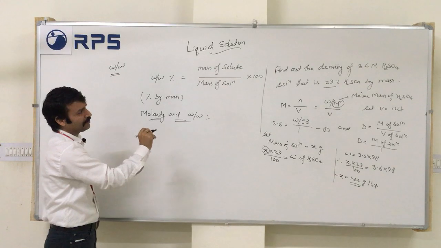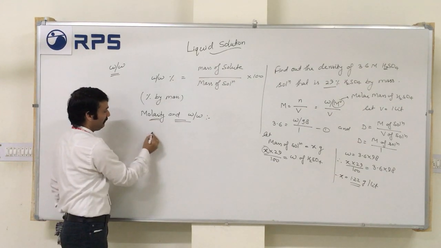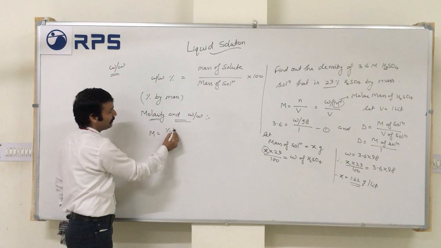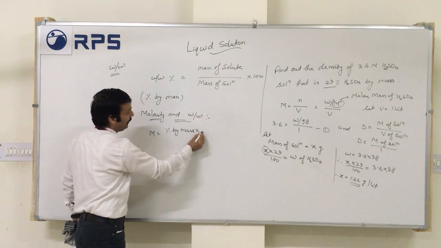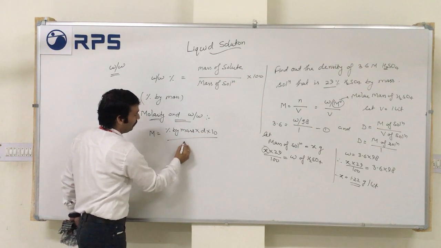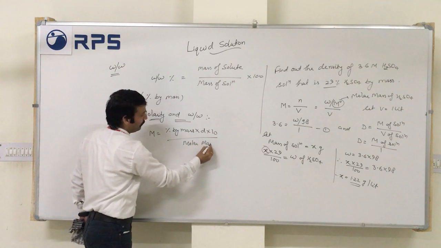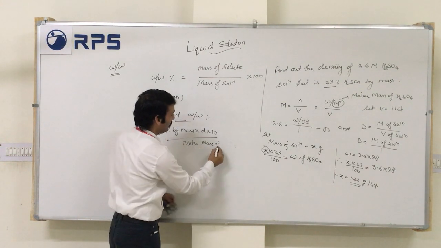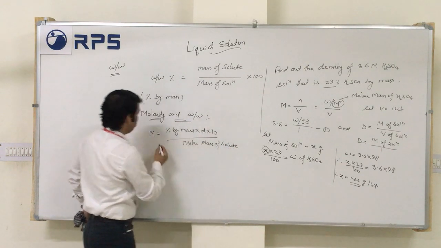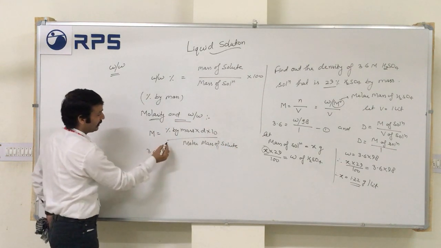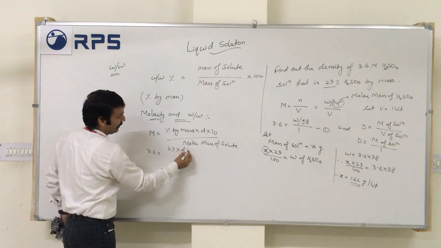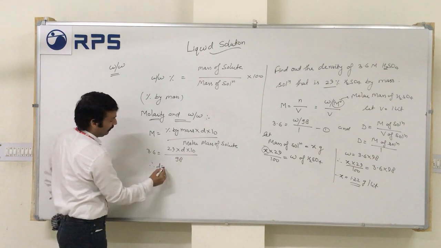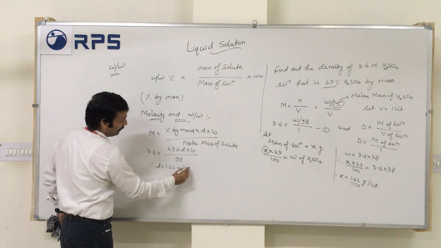It can also be calculated on the basis of the shortcut method. There is a shortcut between the molarity and density. Molarity equals percentage by mass into density into 10 upon molar mass of H2SO4 or solute, the molar mass of solute. So here molarity is 3.6, percentage by mass is 29, density is unknown, 10 divided by molar mass 98. And from here we also get the same value, 1.22 gram per liter.